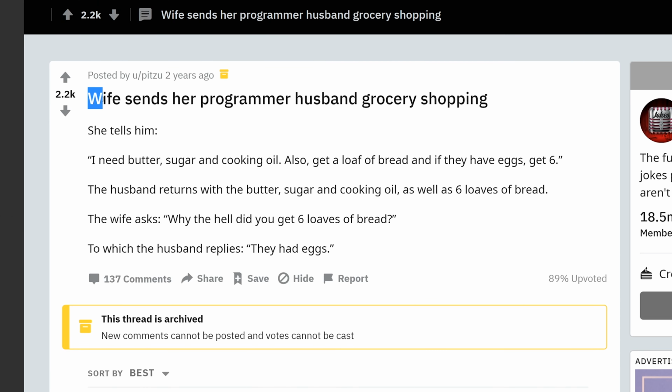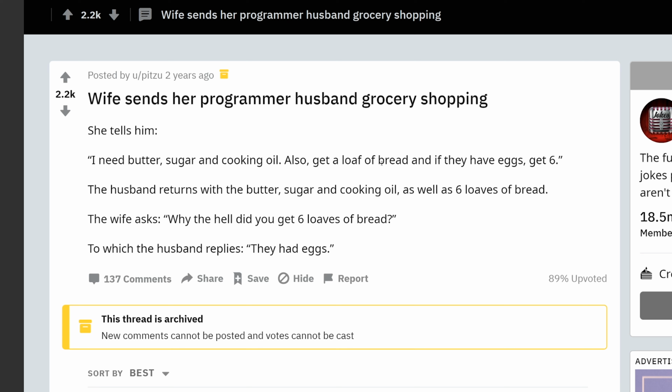So the joke is, a wife sends her programmer husband grocery shopping. She tells him, I need butter, sugar, and cooking oil. Also, get a loaf of bread, and if they have eggs, get 6. And then the husband returns with butter. Okay, that's good. Sugar. Okay, that's good. Cooking oil. Great. As well as 6 loaves of bread. And then the wife asks, why the hell did you get 6 loaves of bread? To which the husband replies, they have eggs.